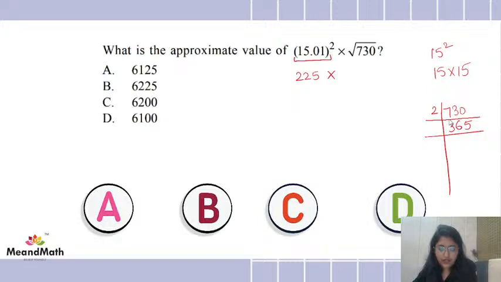Tanushika is saying 225.3001. Yeah, this is the correct answer. You did 15.01 into 15.01 like that, right, Tanushika? Very good, you got the accurate answer. But we can write it first as an approximate, so I wrote 225 as the approximate answer here. Now tell me about the square root of 730.